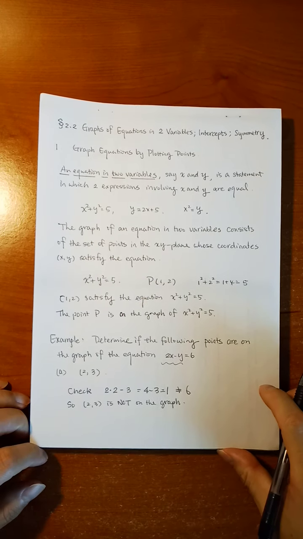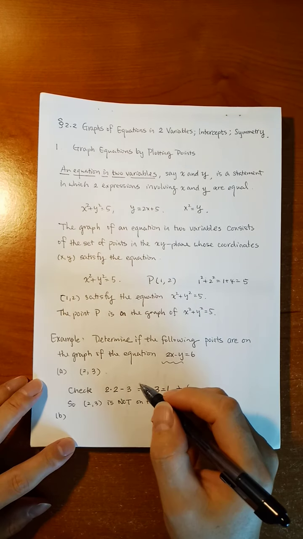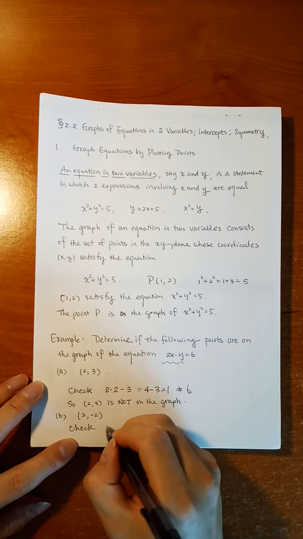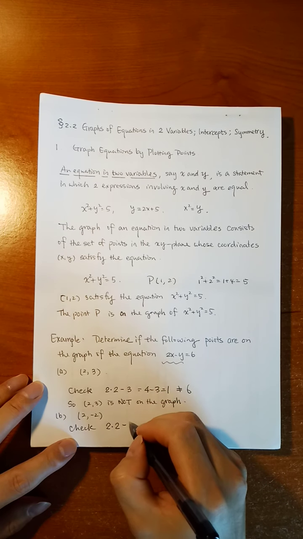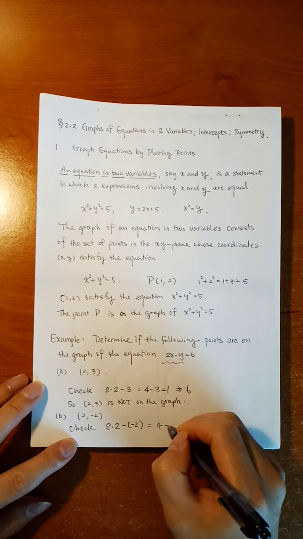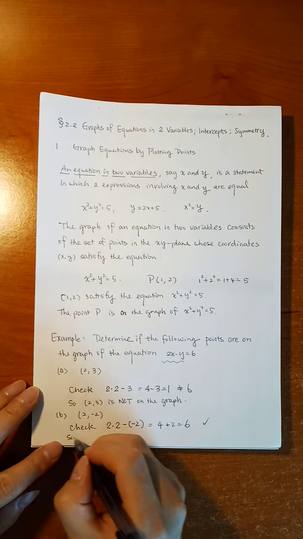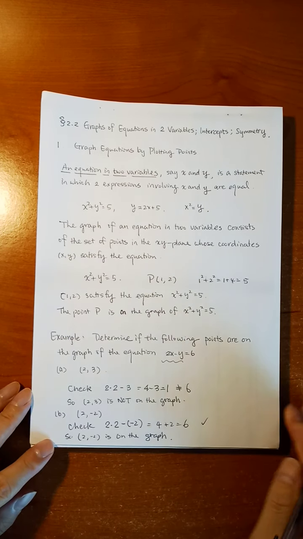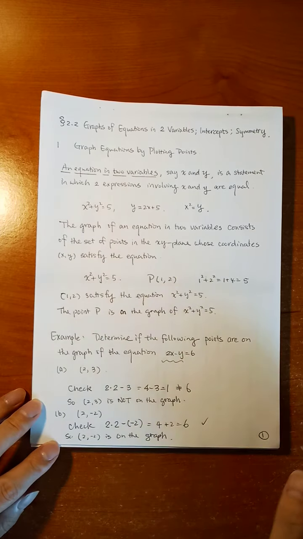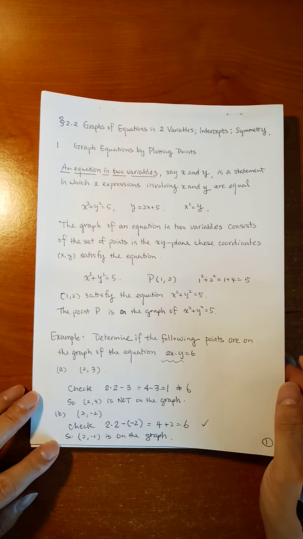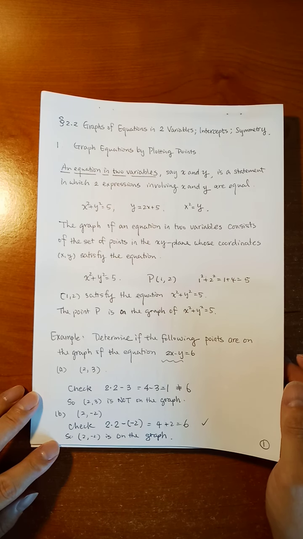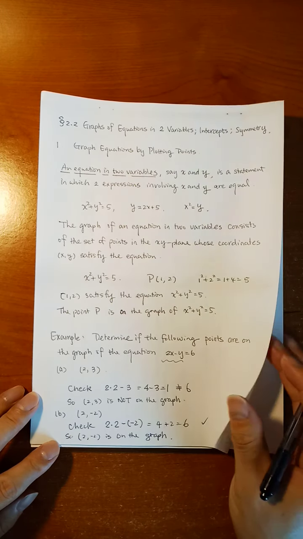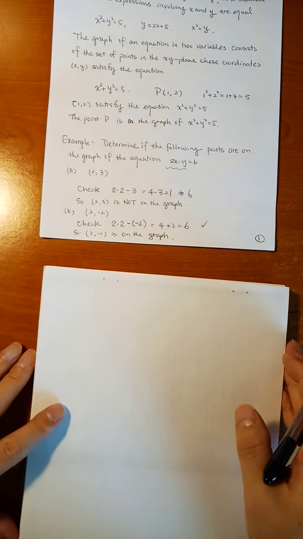Okay, that's the first verification. The second one is (2, negative 2). Let's check. 2 times 2 minus y, and y is negative 2, so minus negative 2. 2 times 2 is 4, minus negative 2 is plus 2, that's 6. Good. So the point (2, negative 2) is on the graph. The first point is not on the graph. So whether a point is on or off the graph totally depends on whether its coordinates satisfy the equation or not.